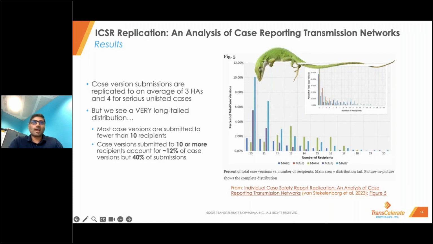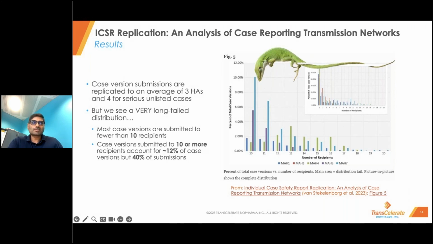The first is the average number of recipients per case version is 3 across all cases and 4 across serious unlisted cases. The second is that there is a long-tail distribution, and whilst most cases are submitted to less than 10 recipients, the percentage of case versions submitted to more than 10 recipients is not insignificant. It accounts for approximately 12% of case versions, but that's an astonishing 40% of all of the submissions made.